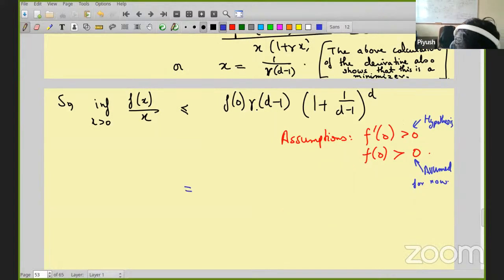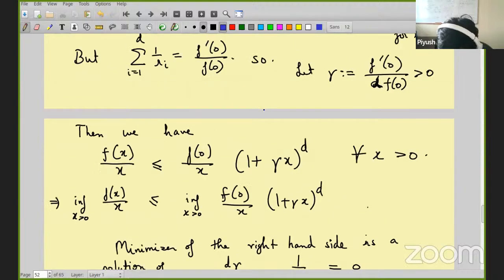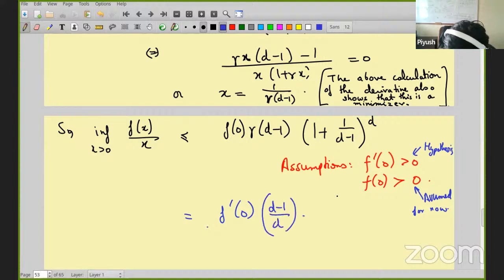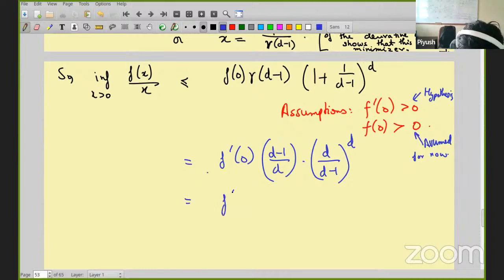But what is this? So gamma had a form, right? So gamma was f prime 0 over f0 over d, right? So this becomes f0 over just f prime 0, and this becomes d minus 1 over d, and this becomes d over d minus 1 to the d, which is just equal to f prime 0 times d over d minus 1 to the power d minus 1.